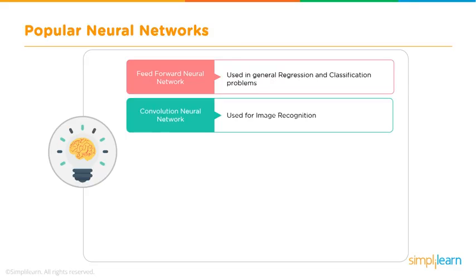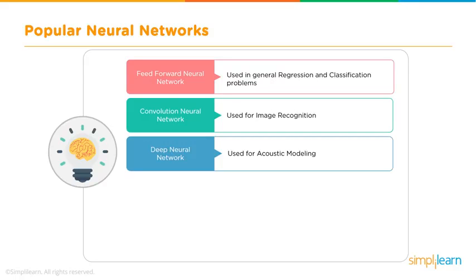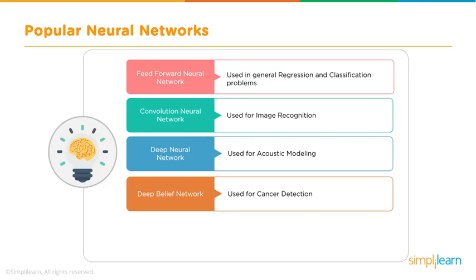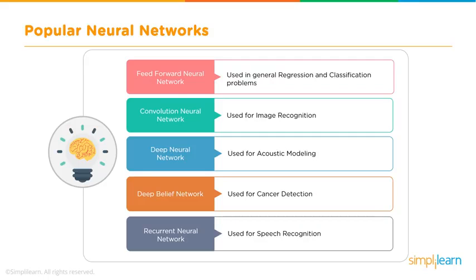And we have the convolution neural network, used for image recognition. Deep neural network, used for acoustic modeling. Deep belief network, used for cancer detection. And recurrent neural network, used for speech recognition. Now, I've taken a lot of these and mixed them around a little bit, so just because it's used for one thing doesn't mean it can't be used for other modeling. But generally this is where the field is, and this is how those models are generally being used right now.